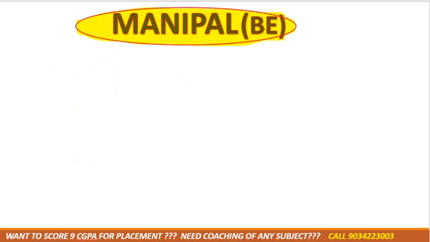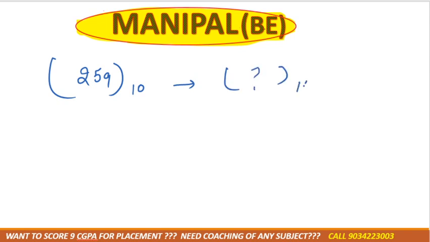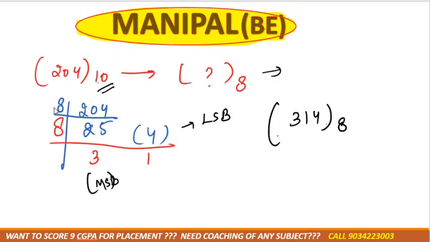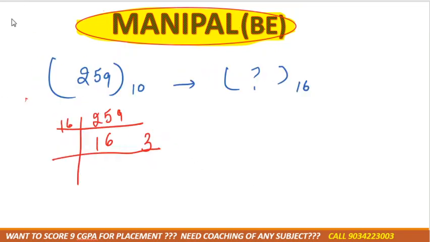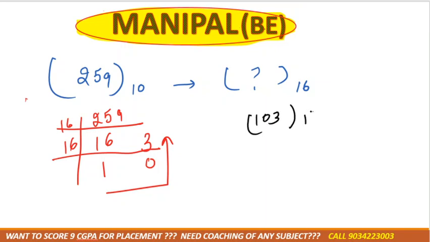Now the next case, again similar. We'll have 259. It's a decimal number and you need to convert it into the hexadecimal. Now do it on your own and then tell me the value. So now in this case, 16 16s are, then 3 will be the remainder, 16 1s are 16, 0 will be the remainder. So what would be its answer? 1 0 3, correct?